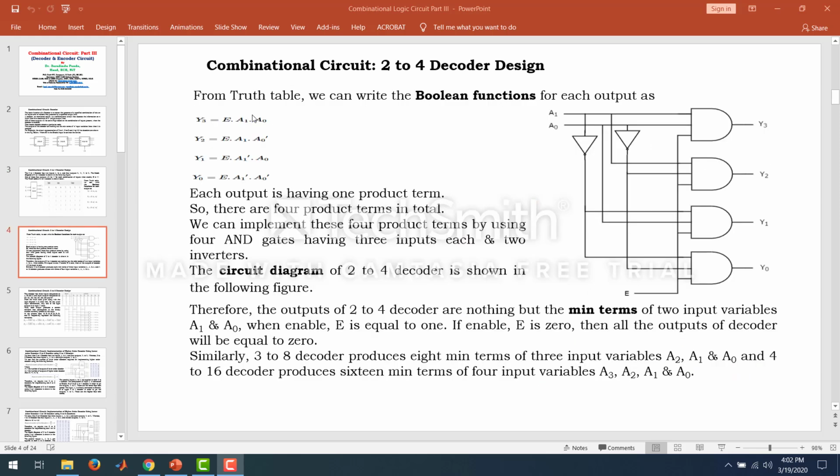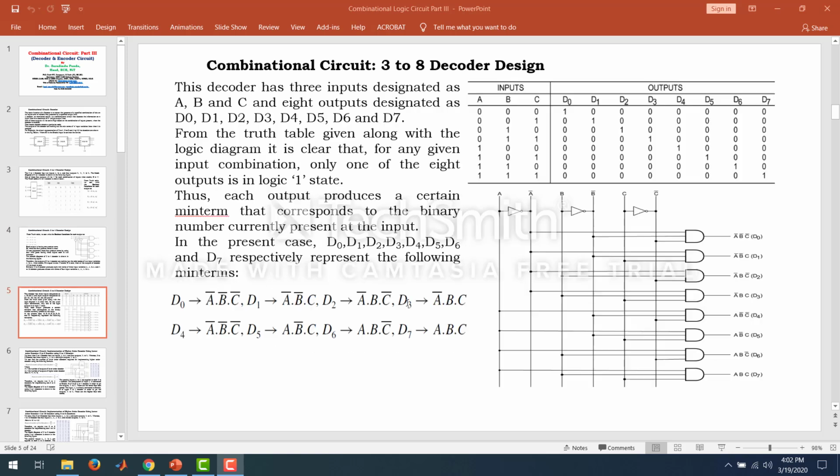Now according to the min terms we will make the circuit. There are 4 AND gates. The inputs are E, A1, A0 for Y3; E, A1, A0 bar for Y2; A1 bar, A0, E for Y1; and E, A1 bar, A0 bar for Y0. Therefore the outputs of the 2 to 4 decoder are nothing but the min terms of the two input variables A0 and A1, when E is equal to 1. If enable E is 0, then all the outputs of the decoder will be at 0.